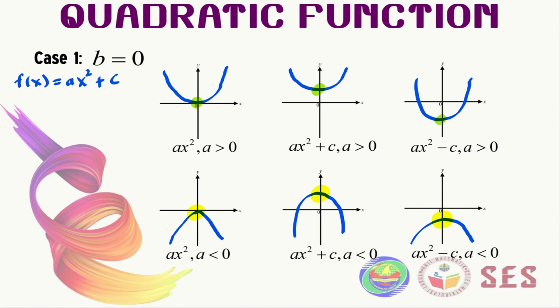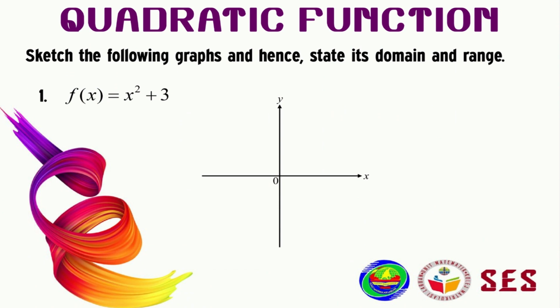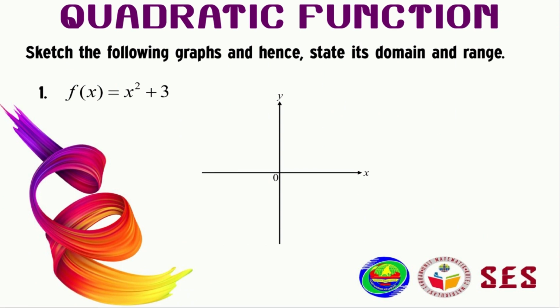Now let us discuss a few examples on how to sketch the graph of a quadratic under case 1. The instruction is to sketch the following graph and hence state its domain and range. We have f(x) equals x squared plus 3. First and foremost, please look at the shape of the graph. Since we have positive x squared here, the shape should be the smile shape. And this plus 3 tells us that the graph is shifted vertically upwards by 3 units. So the graph should be like this.